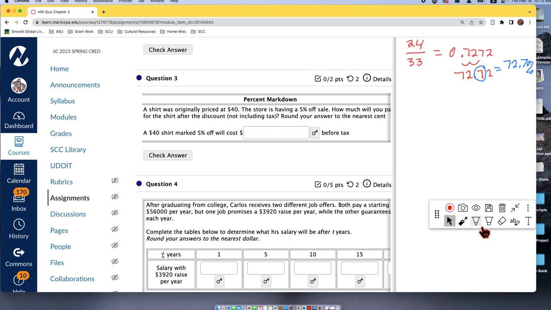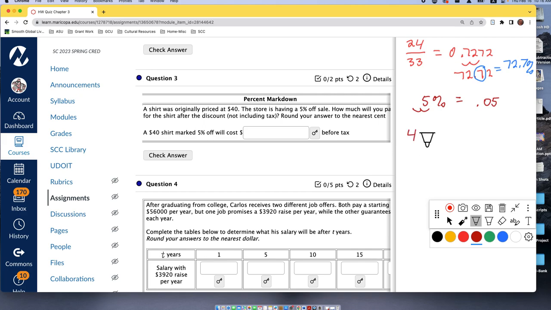Multiply by the decimal. We turn the percent to a decimal and multiply. So 5% would be 0.05 or just 0.5? Which one? Yeah, 0.05, because we have to move it two places, right? 1, 2. Now, when we multiply, what are we going to get? We're going to get the discount, what we're saving. Then what would we do with that? Subtract it, so take 40 minus.